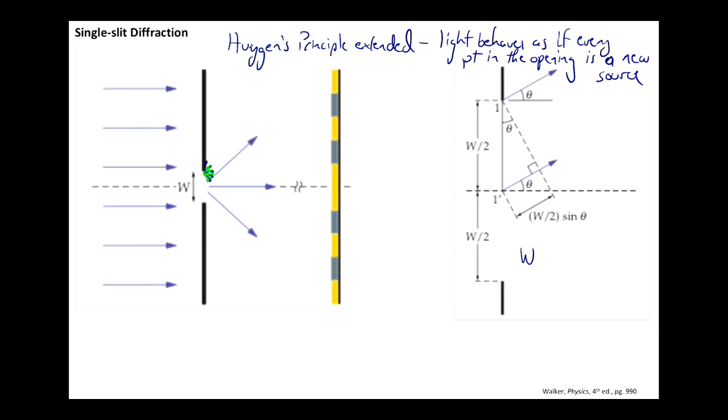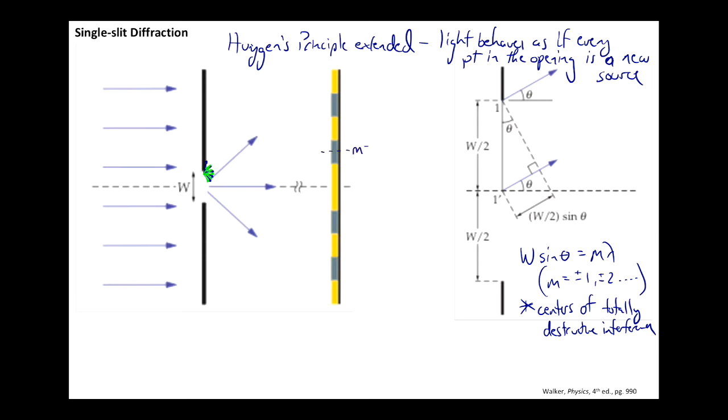So we could say that W sine theta is equal to m lambda, where m is equal to plus or minus 1, plus or minus 2, and so forth. However, this is for the centers of totally destructive interference. The centers of totally destructive interference. In other words, over on this diagram, this location would describe m equals 1. This location would describe m equals negative 1. And this one would be m equals 2. And this one would be m equals negative 2, and so forth. Okay? Yes?